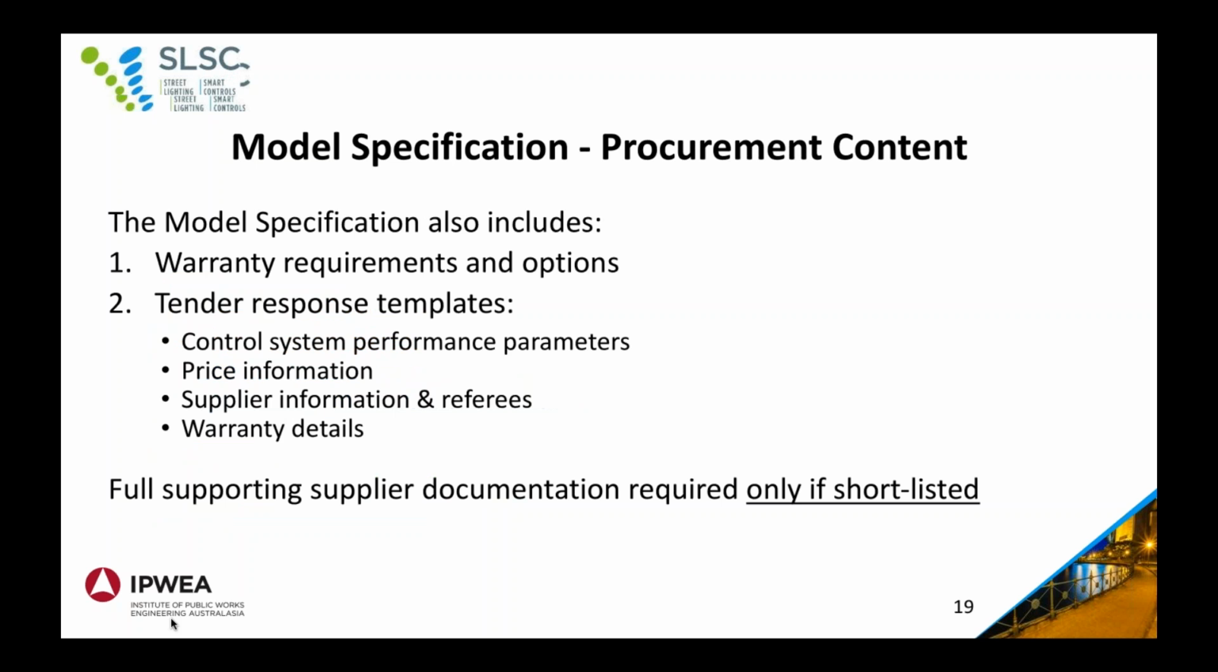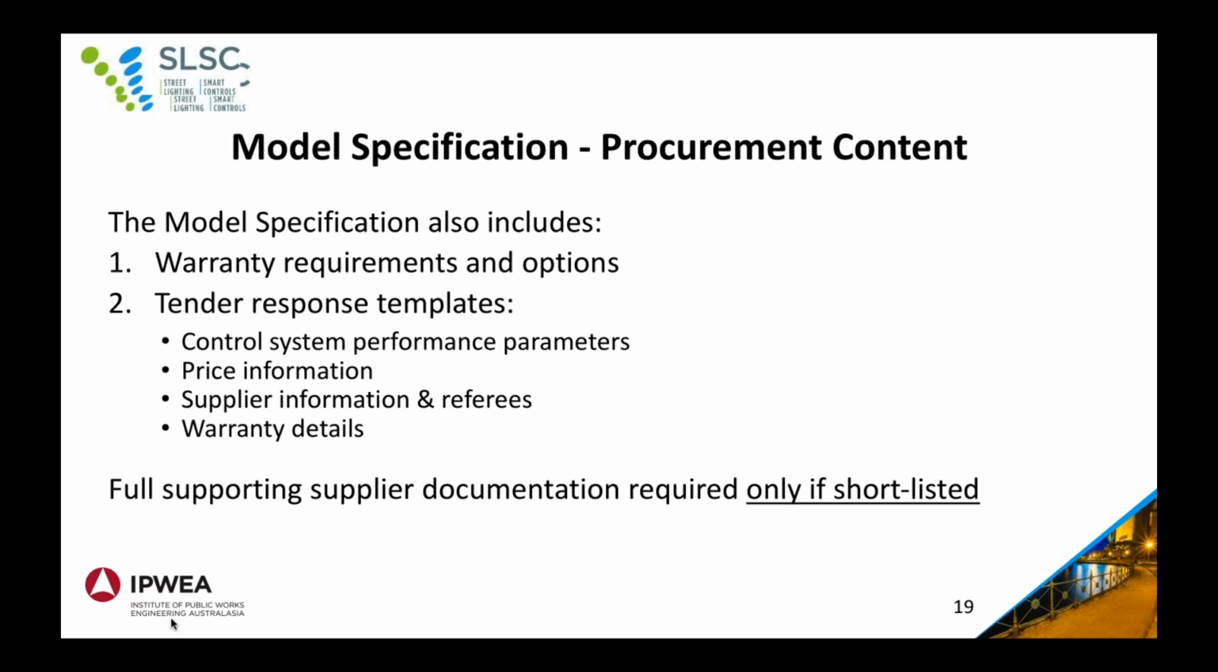The procurement content, we'll quickly run through this. The warranty requirement and options are included there. Are the options to be X or Y years? Bear in mind that longer warranties are more of a cost for someone, so longer is not necessarily better. We're seeking advisory input, part of the consultation on this, on what is appropriate. There is also a suite of templates for procurement, taking into account the control system technical performance parameters, pricing information, supplier information, referees, etc., and the procurement template for warranty details.